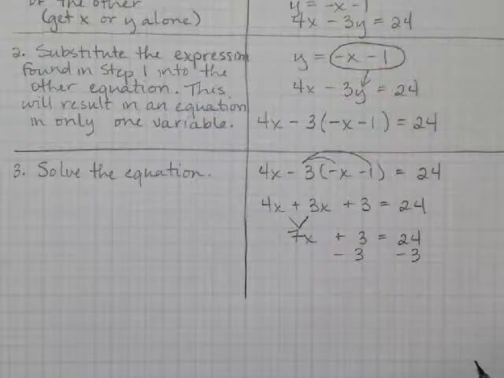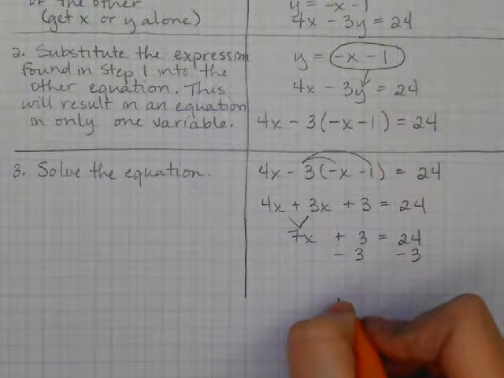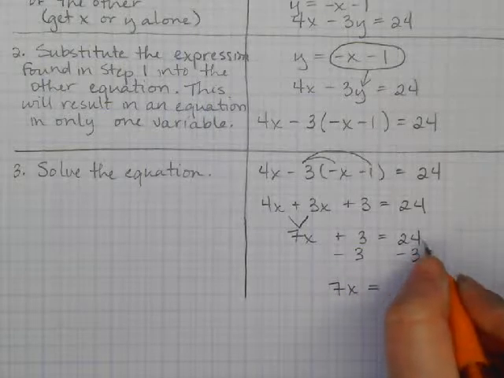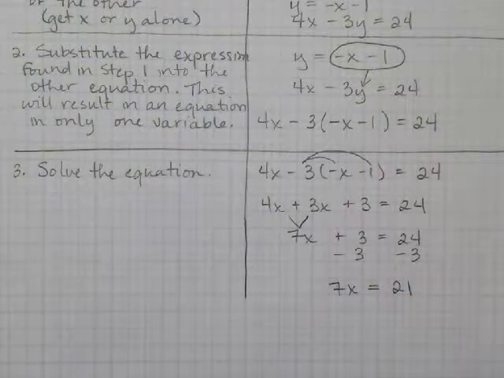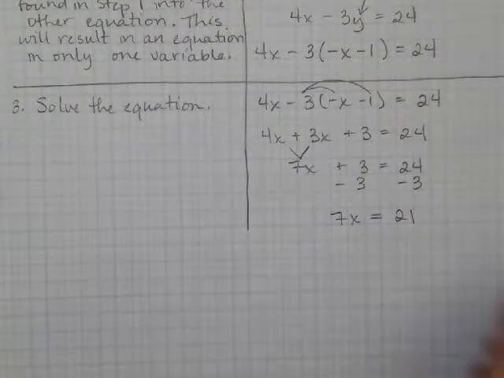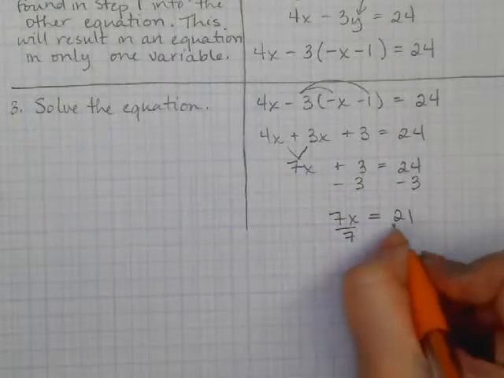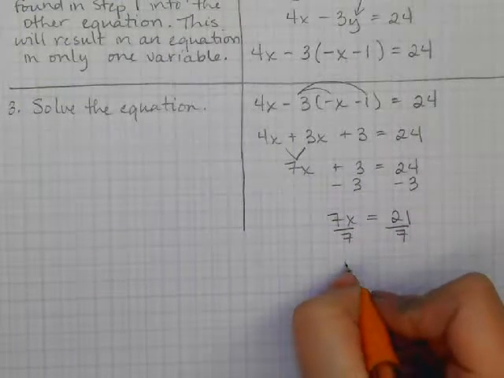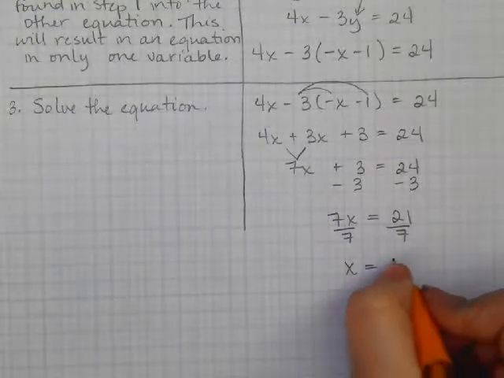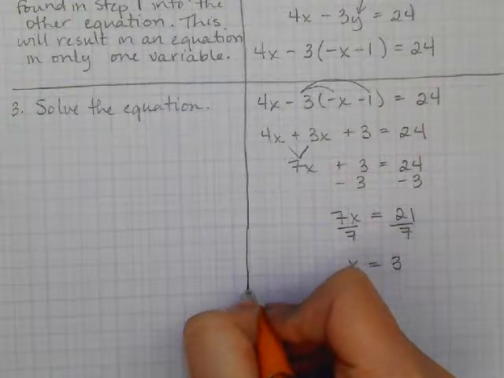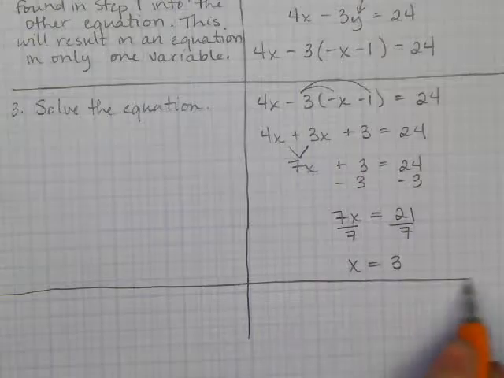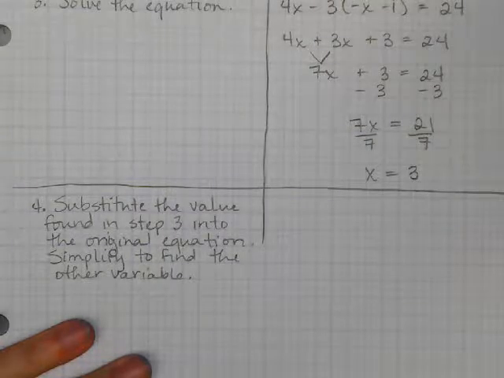So I take my original equation, y equals negative x minus 1. I'm going to take that 3 and I'm going to put it in for x. So y equals negative 3 minus 1. What is negative 3 minus 1? Negative 4. So y equals -4. I now have my x and y, and I'm going to take that x and y and check it in my other equation.